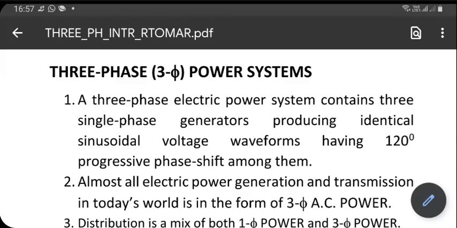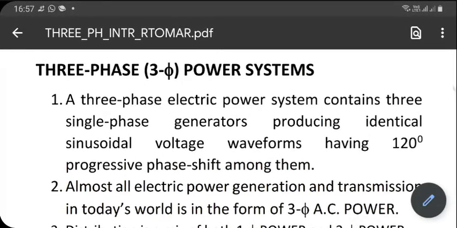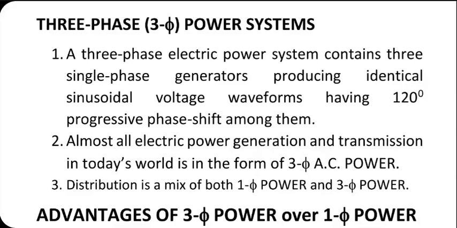A three-phase electric power system contains three single-phase generators producing identical sinusoidal voltage waveforms having 120-degree progressive phase shift. That means the difference in phase shift from one generator to other is 120 degrees, and from that generator to the next generator is also 120 degrees. It's a relative phase shift between the two generators, which is 120 degrees. That is what they call progressive phase shift.